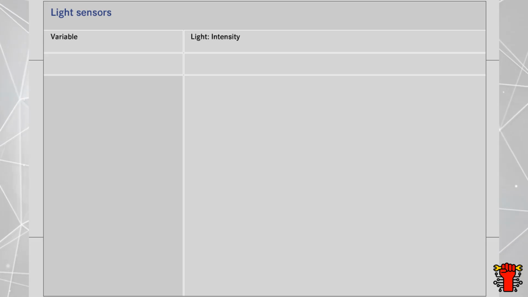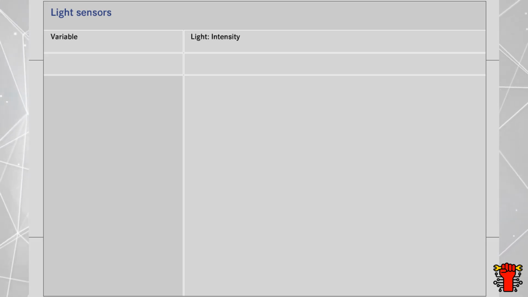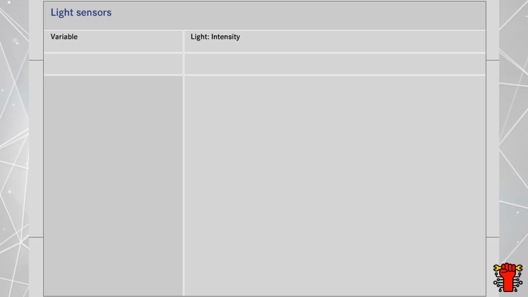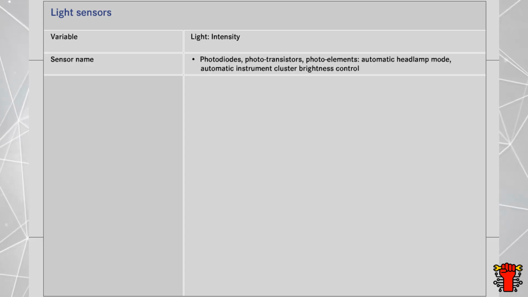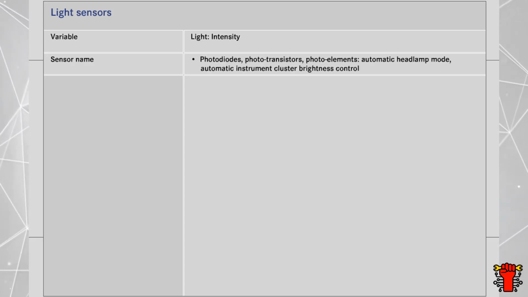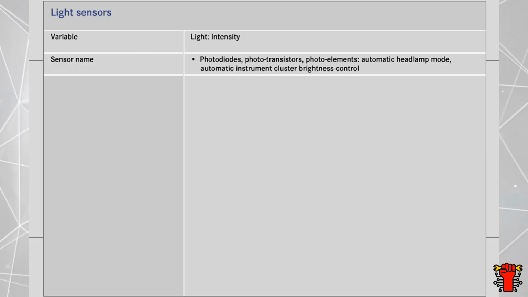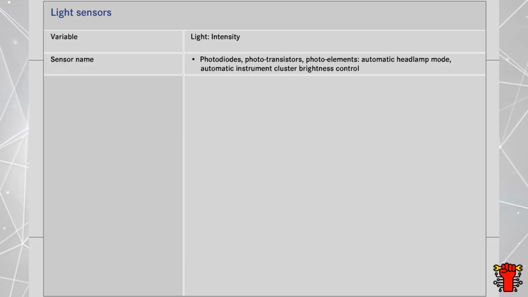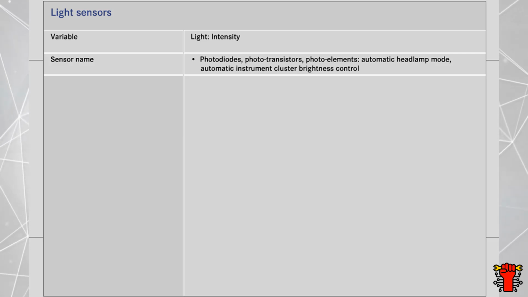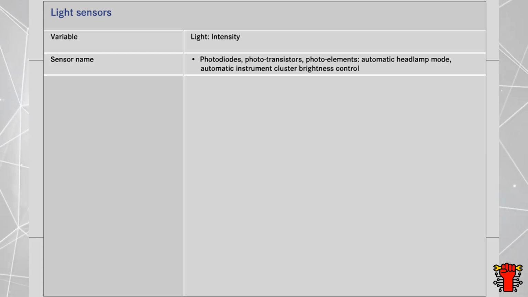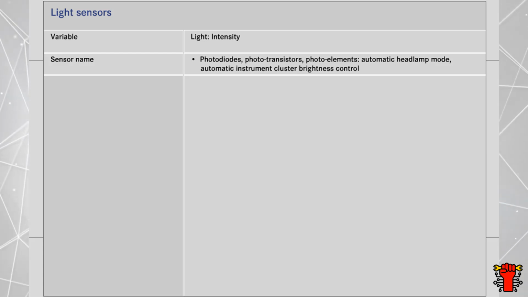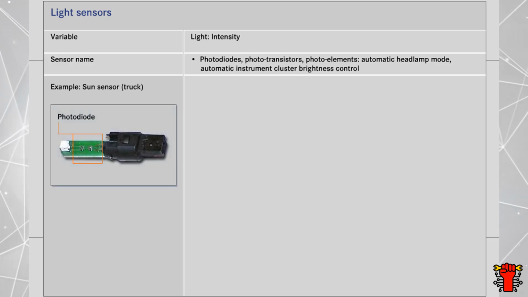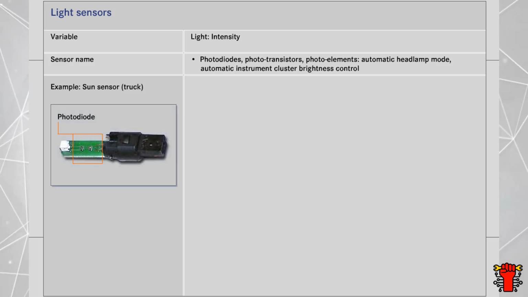In modern vehicles, light intensity is measured for a whole series of open and closed-loop control processes. Luminous intensity is registered with light-sensitive sensors such as photodiodes, phototransistors, and photoelements. Examples where light sensors are used include the automatic headlamp mode and the automatic brightness control for the instrument cluster display. Have a closer look at the measuring principle of a photodiode using this sunlight sensor for a lorry.